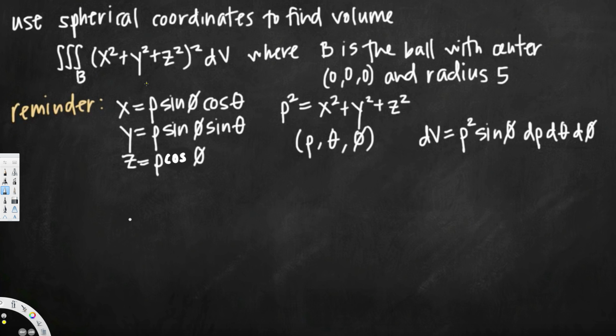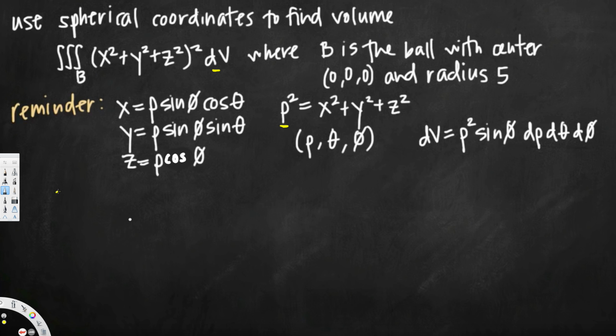Now let's look at the given function. Here we have x squared plus y squared plus z squared. Instead of plugging these things in, we can directly write rho squared, because we know that rho squared is equal to x squared plus y squared plus z squared. So we can replace this with rho squared. And dV, we are going to replace with rho squared sine phi d rho d theta d phi. Now let's go ahead and do that.